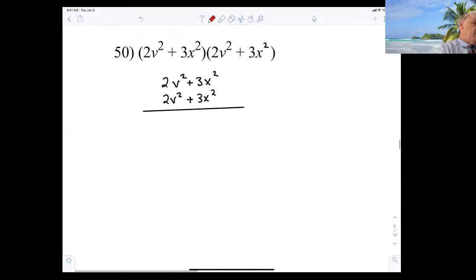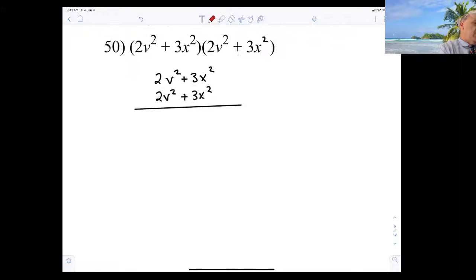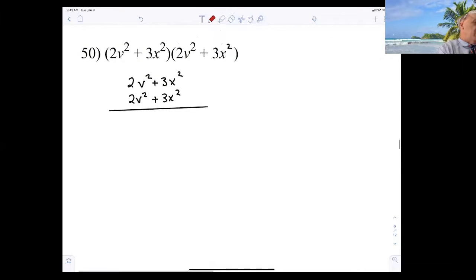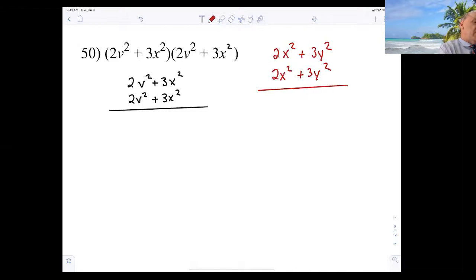Did we do 50? I don't think so. Now, listen, for number 50, I don't like the letters, so I'm going to rewrite it for everybody. I want everybody to write down 2x squared plus 3y squared, and then do 2x squared plus 3y squared again. Just change it to x and y's. It's the same exact problem.